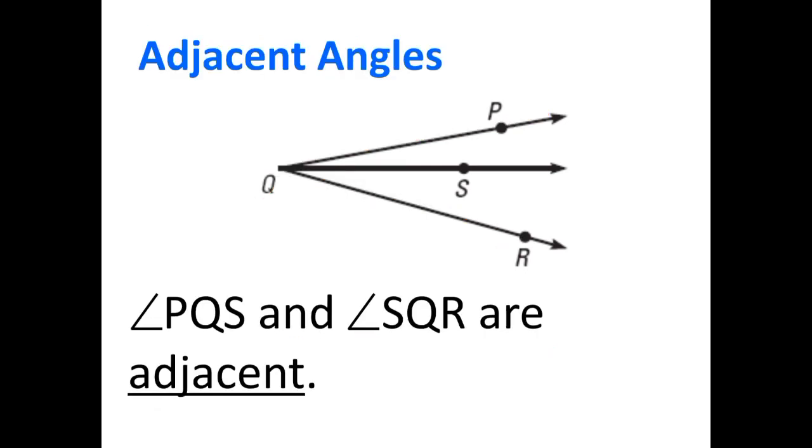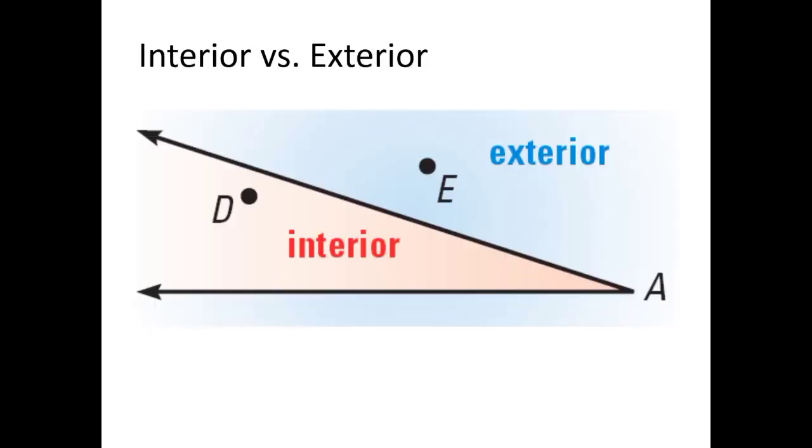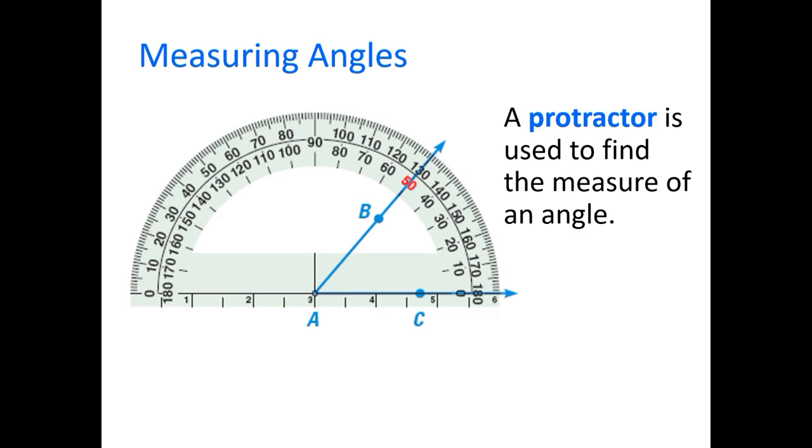So, adjacent angles. When we talk about adjacent angles, angle PQS and angle SQR are adjacent to each other. Then the interior angle versus the exterior one. The interior is inside the angle while the exterior is outside the angle. So point D is in the interior of angle A. Point E is in the exterior of angle A.